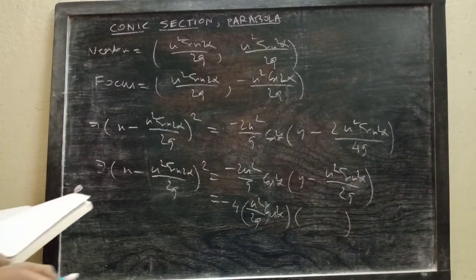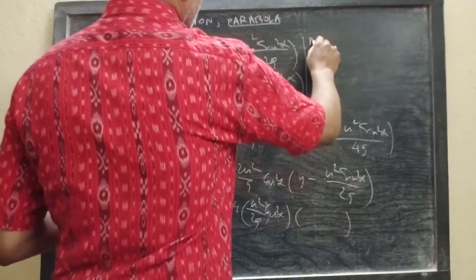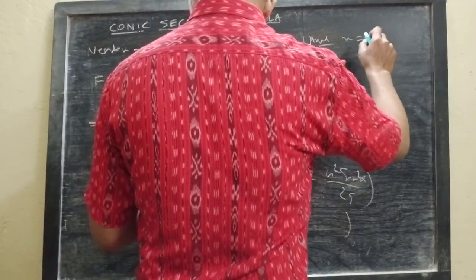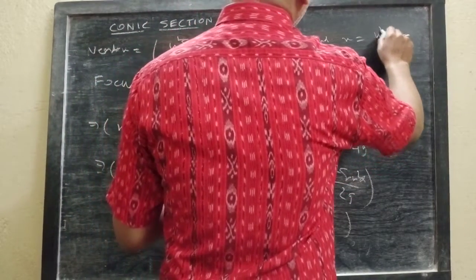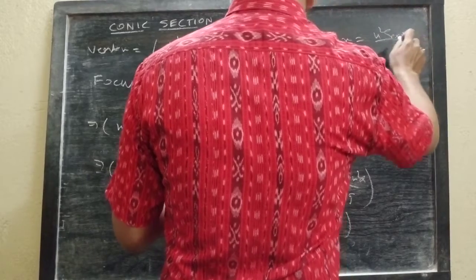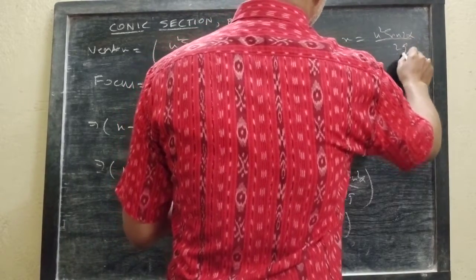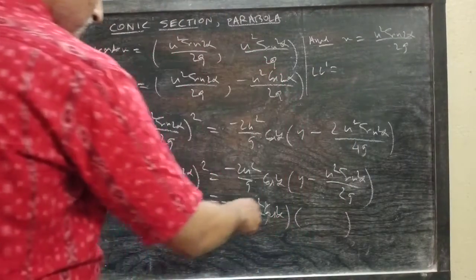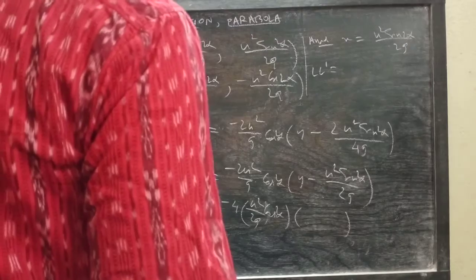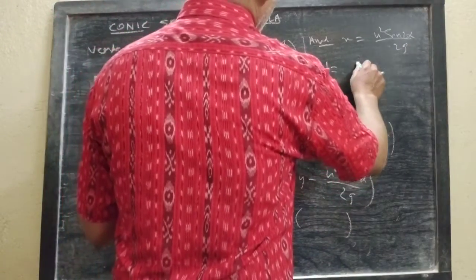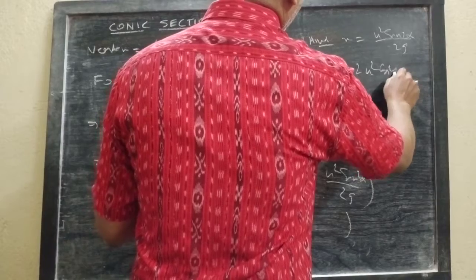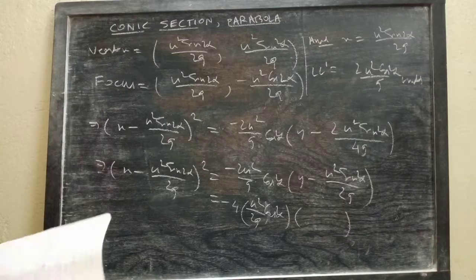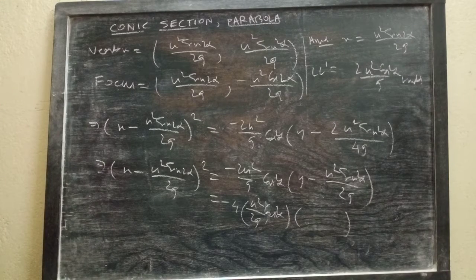Axis, equation to axis. Equation to axis will be x equals u square sin 2 alpha by 2g, and length of latus rectum L dash, that will be 4 times this, that is 2u square cos square alpha by g. So in this way you can find different parts of a given parabola.